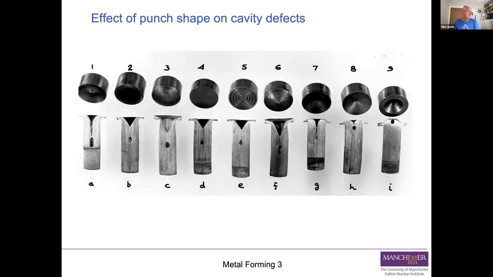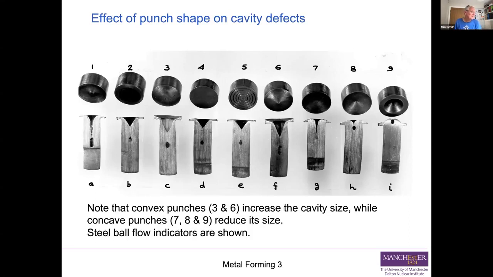So this is the same sort of thing that's been done again. What we've got here is a whole series of different punch designs. Over on the right-hand side, 7, 8, and 9, we have a concave punch. In the middle, we have convex punches. And we've also got various strange shapes. What you notice is that if you've got a convex punch, so 3 is a convex punch and 6 is a convex punch, you make things worse. If the punch is already poking forward into where the cavity is going to form, you end up with a worse situation. You've got very large cavities in number 3 and number 6.